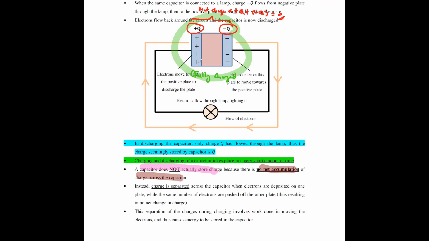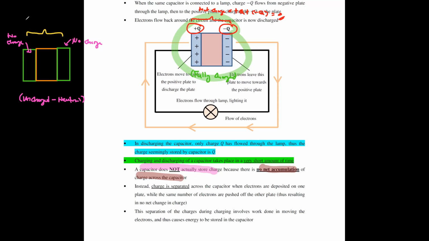Maybe it's better if I draw another diagram here just to illustrate it to you. In the first place, your capacitor was like this. Let me try and draw it nicely. This was your capacitor when it was uncharged, or in other words, neutral. So this plate had no charge, and this plate had no charge. When we ask you what your net charge is, it's really just 0.